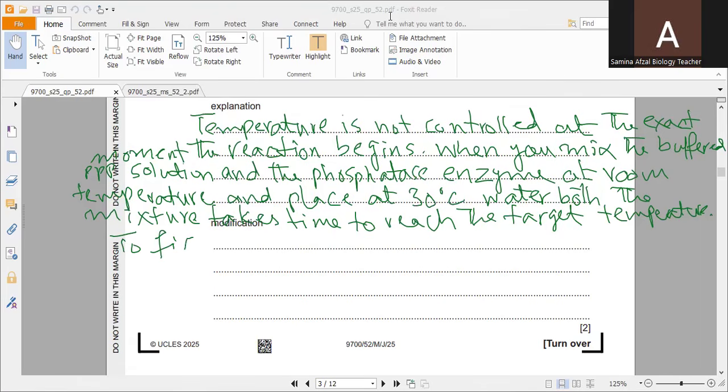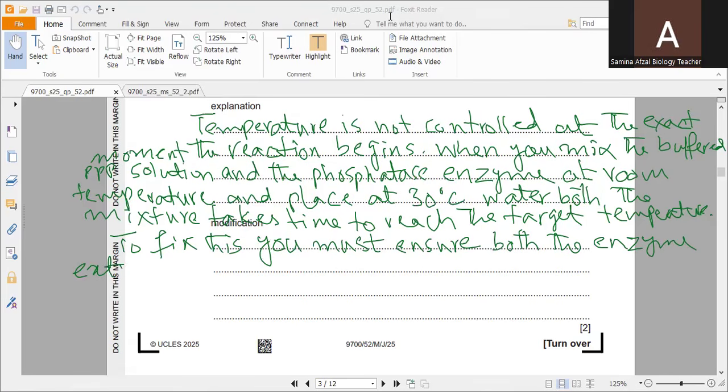To fix this, you must ensure both the enzyme extract and the substrate are already at the target temperature.